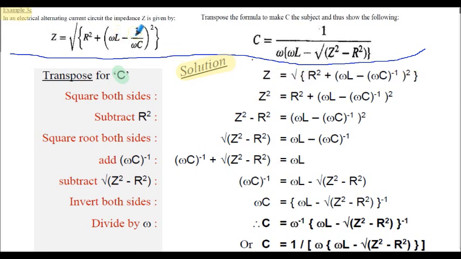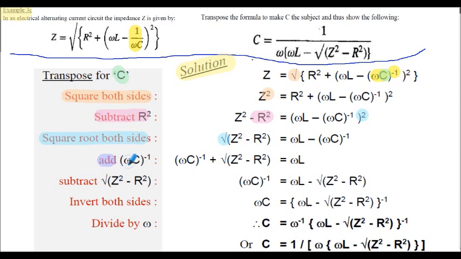So notice the 1 divided by omega C here is written as omega C to the power of -1 in a bracket, of course. We have to transpose for C. So my suggested process is to square both sides of the equation. So of course that removes the square root on the right hand side. And subtract R squared from both sides. Square root both sides. Removes the squared term here.